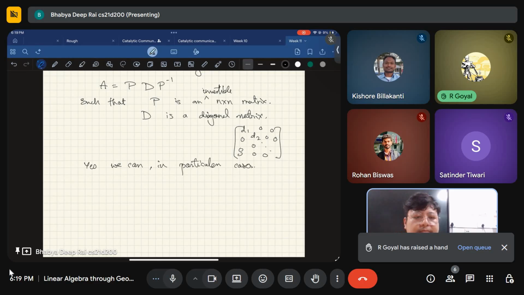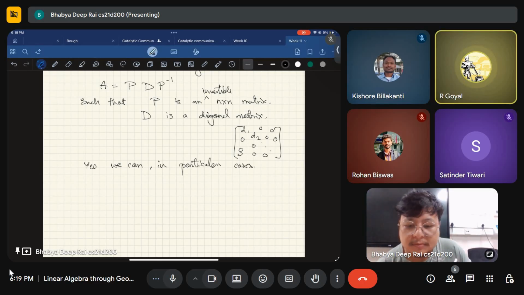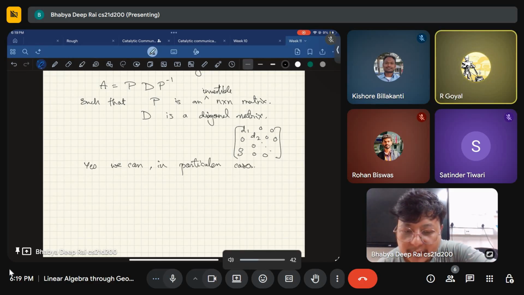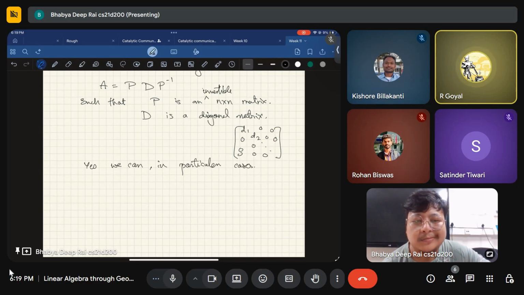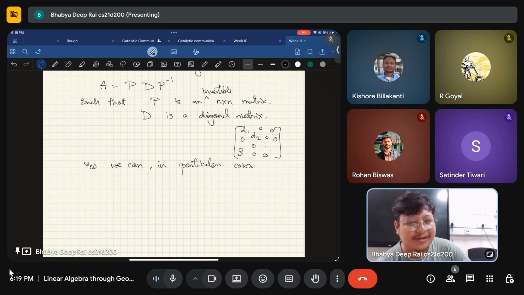Why are we interested in such a decomposition only, and why not in some other form of decomposition of a matrix? Like why are we not interested in a decomposition like S, then T, then S transpose, and then T inverse? Some other kind of decomposition. We'll actually see that this kind of decomposition has some very nice properties.